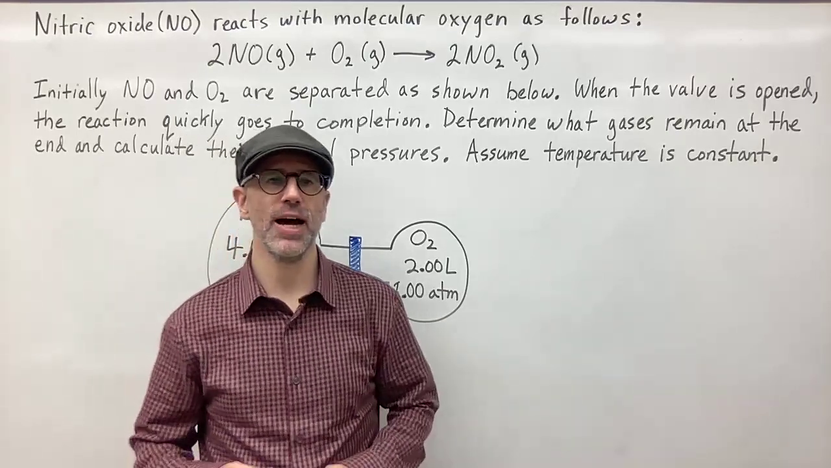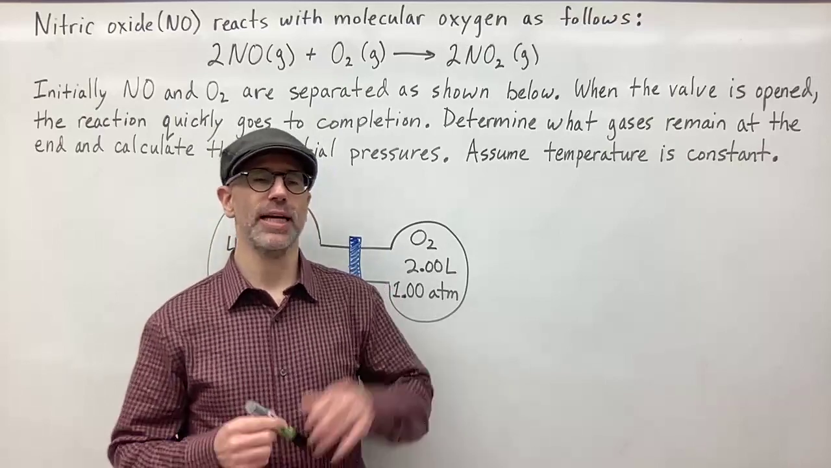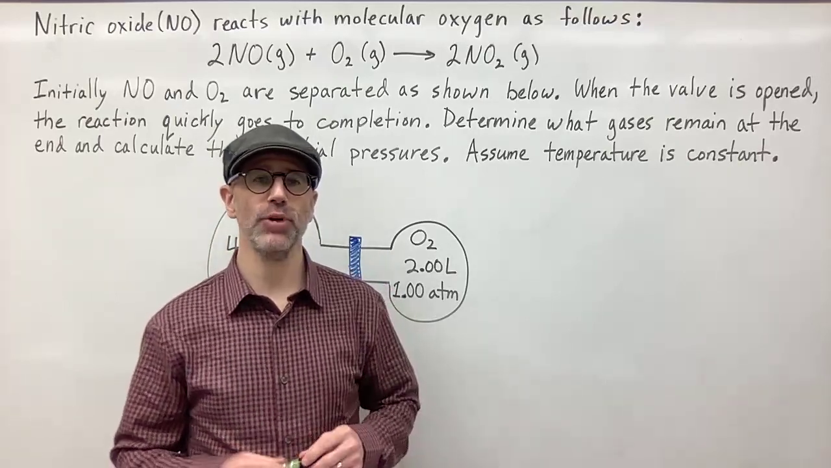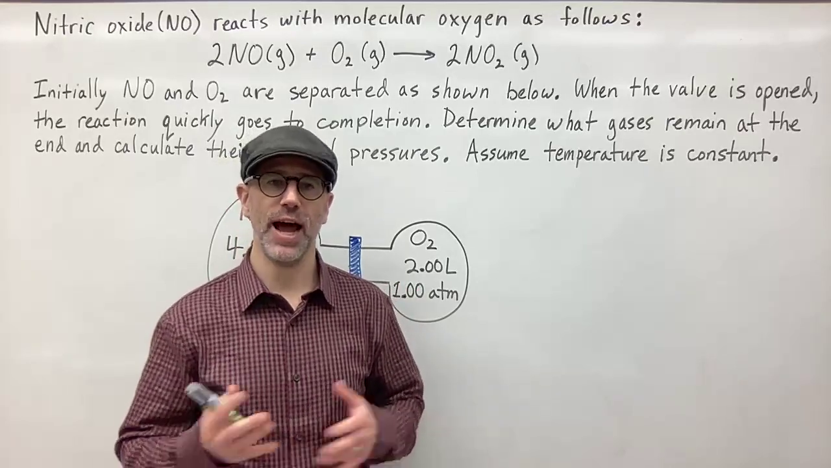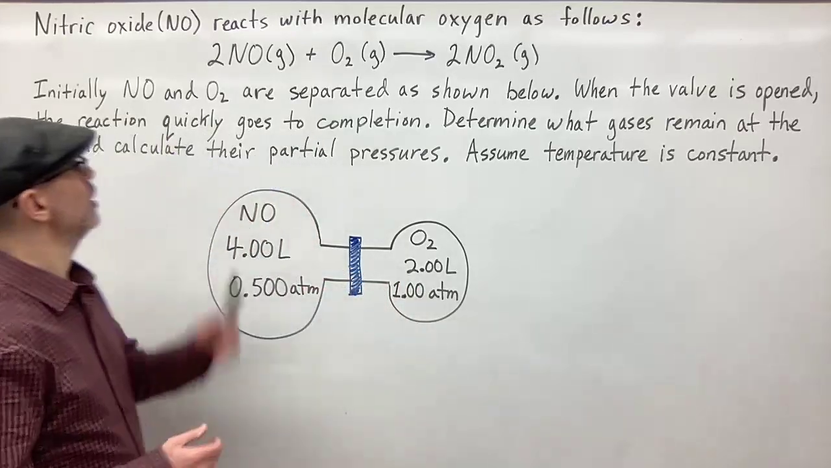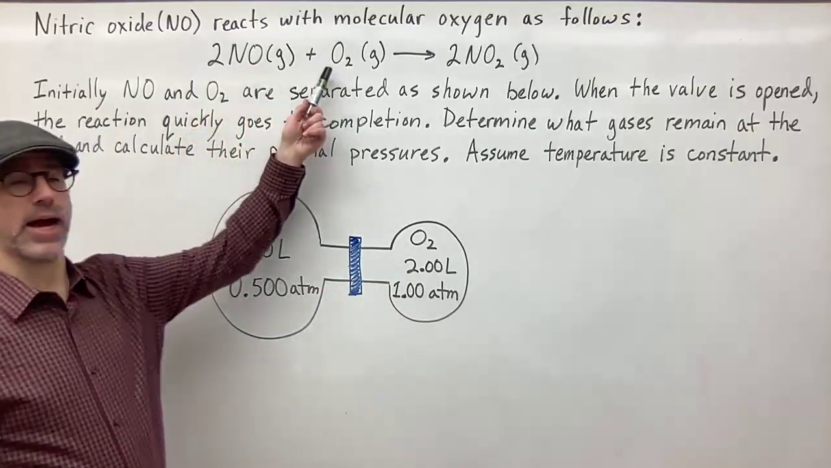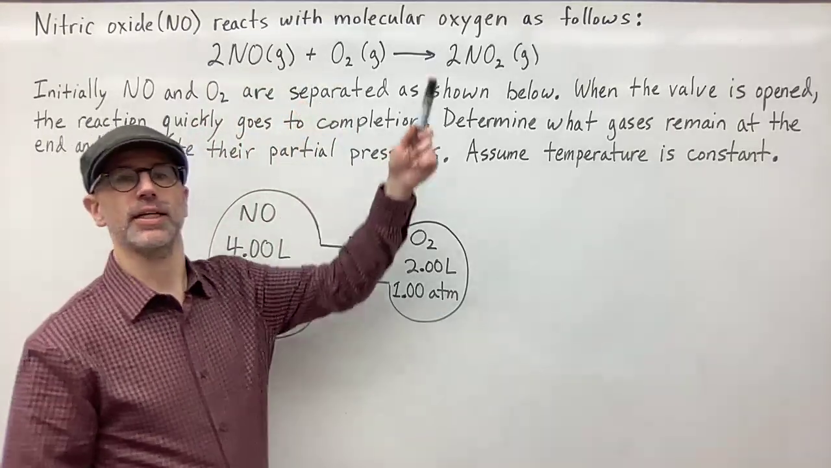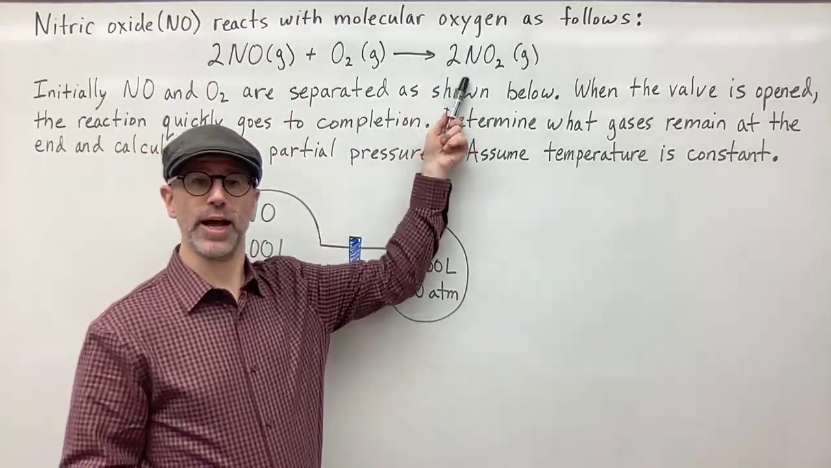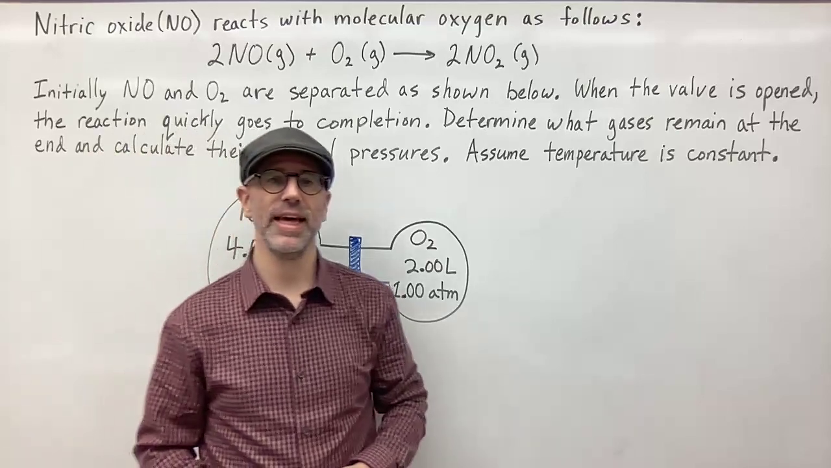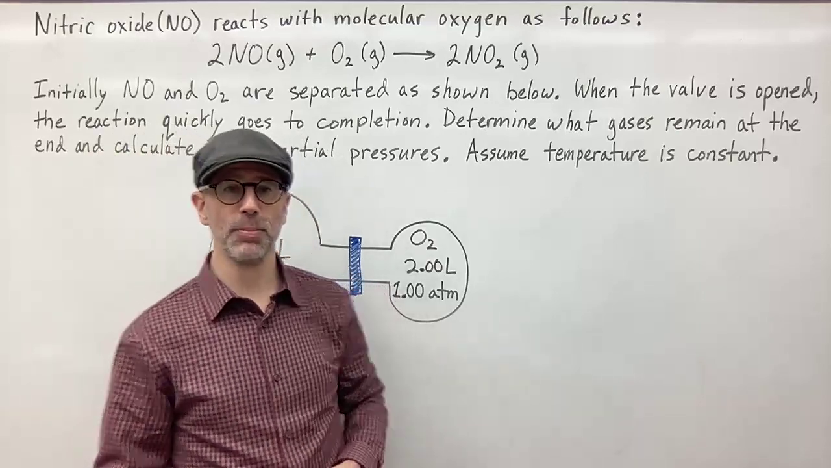So here we have nitric oxide, NO, reacts with molecular oxygen as follows. So we have 2NO gas reacts with O2 gas to give us 2NO2 gas. So initially the NO and the O2 are separated as below.